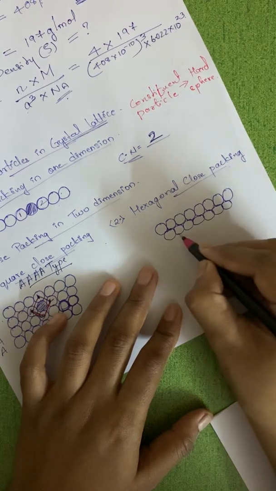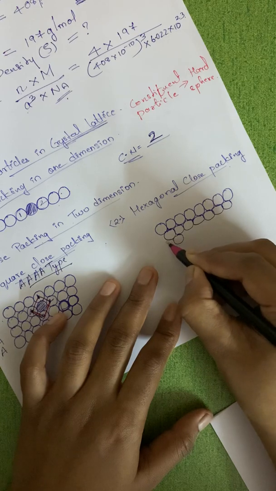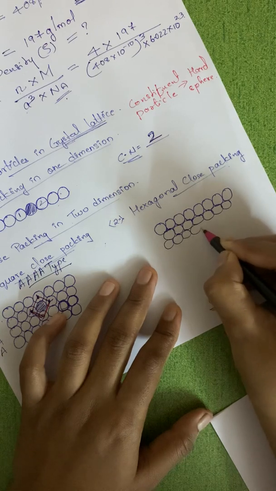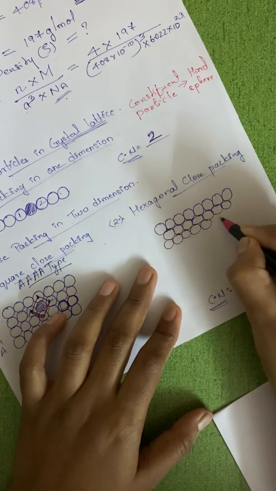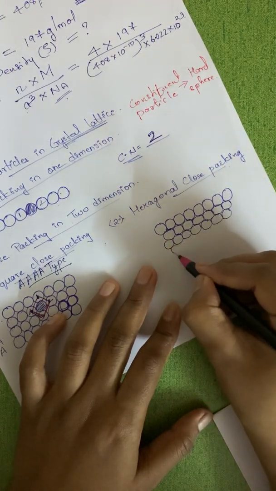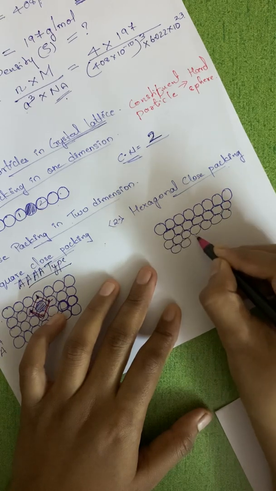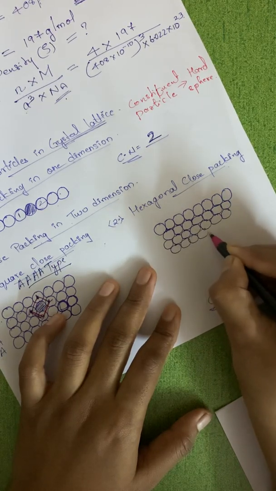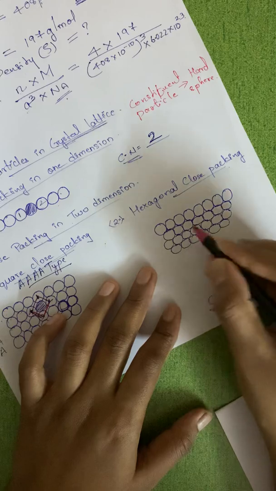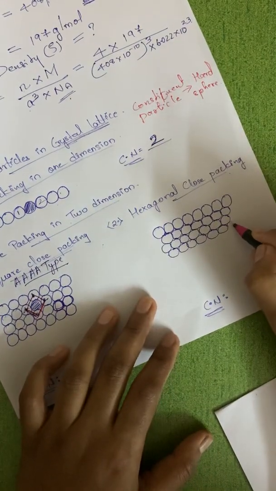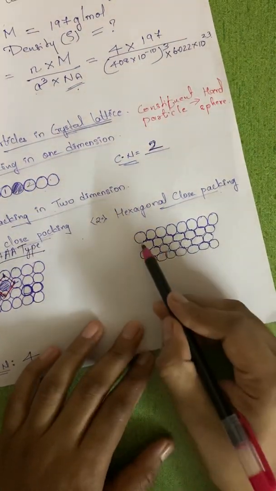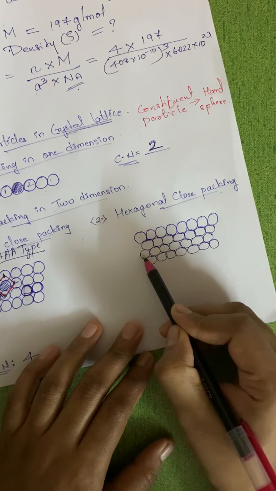Similarly I will be keeping the next one. Here I can keep one over here. Like that I have to fill the depression of the next layer. Similarly here also there is a depression, and I have to keep the sphere in between that depression. And one more I can draw over here if you want.